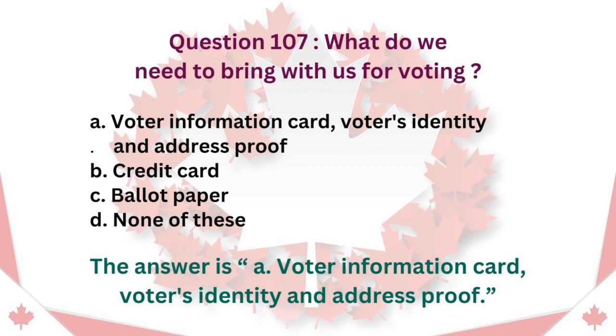Question 107. What do we need to bring with us for voting? A. Voter information card, voter's identity and address proof. B. Credit card. C. Ballot paper. D. None of these. The answer is A. Voter information card, voter's identity and address proof.